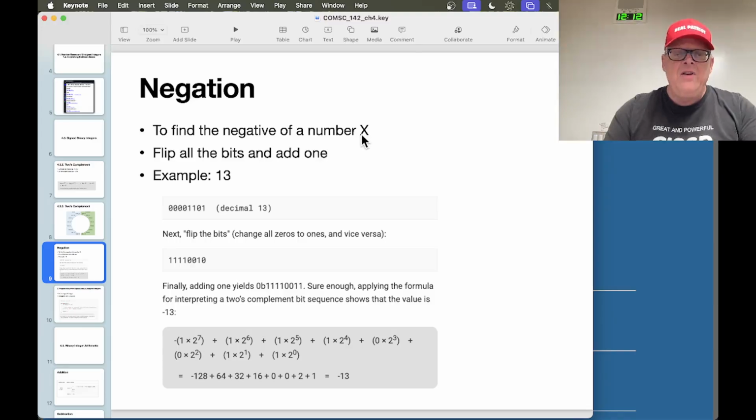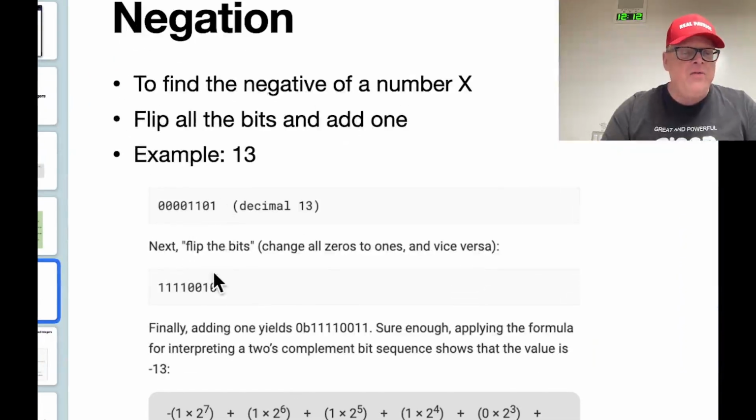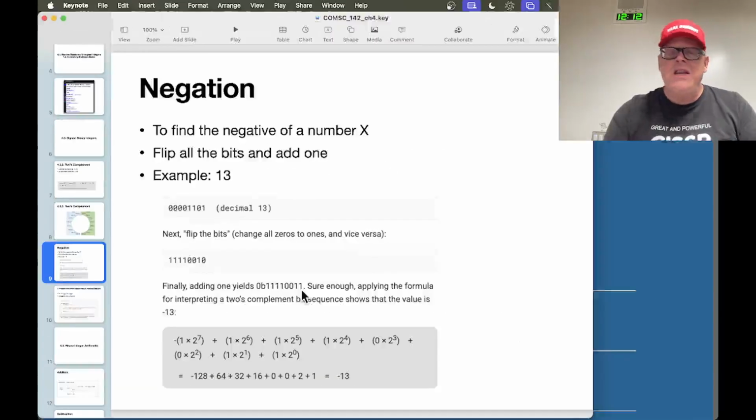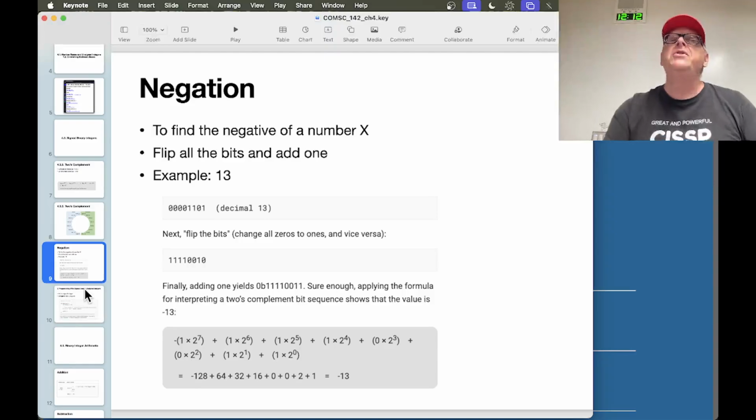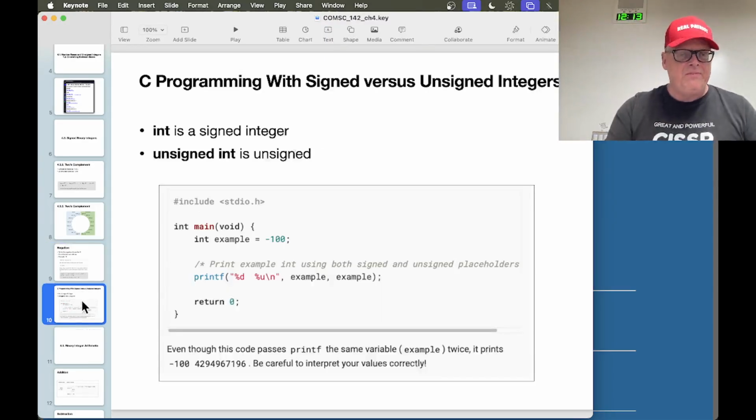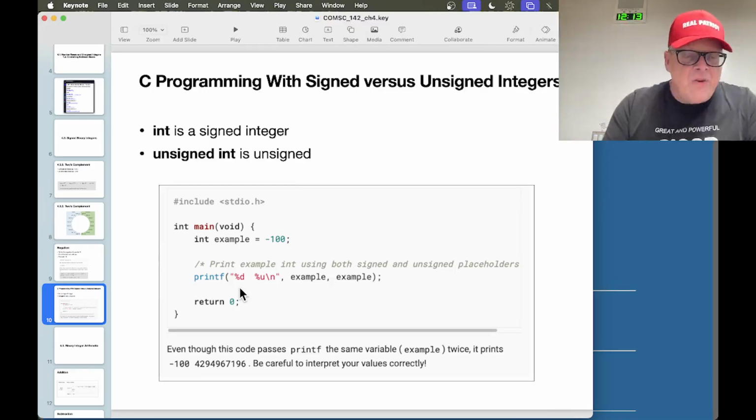So to find the negative, you flip all the bits and add 1. So if I have 13, 13 is 1101, so you flip all the bits. All the zeros go to 1s, these go to 0, and then you add 1. So you get here. It is kind of screwy, but that's how you create the negative numbers, which is what we're all using to represent negative integers. All right, so in C, int is a signed integer, and unsigned int is unsigned. So by default, int includes those positive and negative numbers.